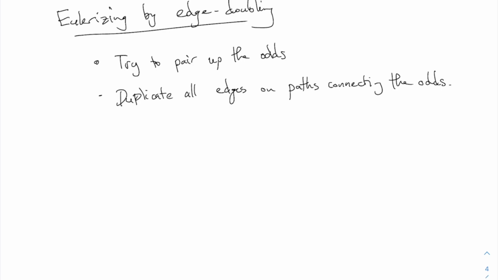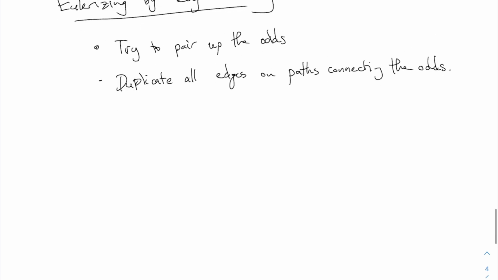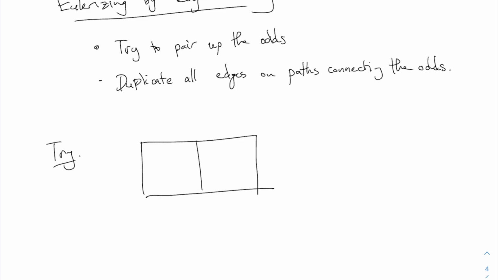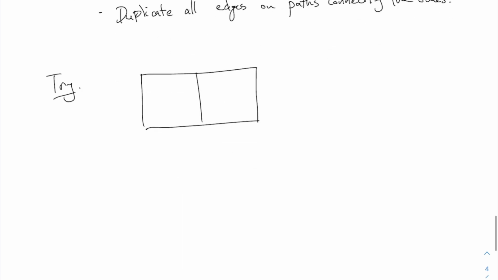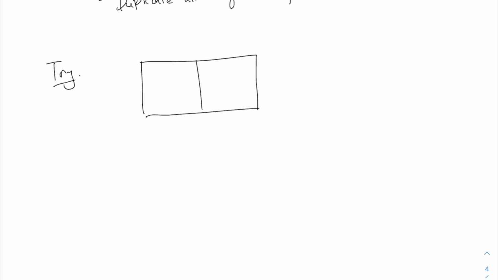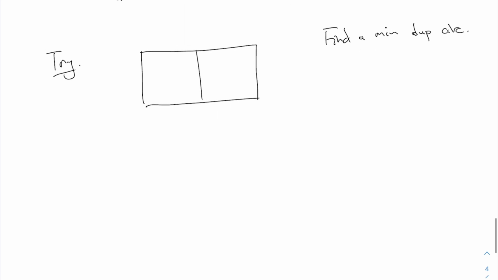I got some simple ones for you to try, so try these. So there's one. Decide for yourself which edge am I going to have to duplicate, or which edges, and then try and actually draw the minimum duplication circuit. As usual, there's going to be more than one way to do it. Find a minimum duplication circuit there, and I got one more.